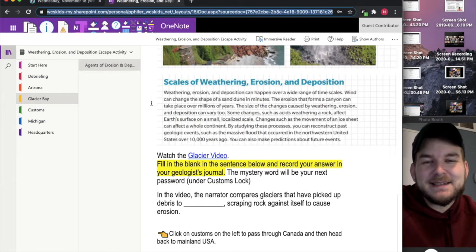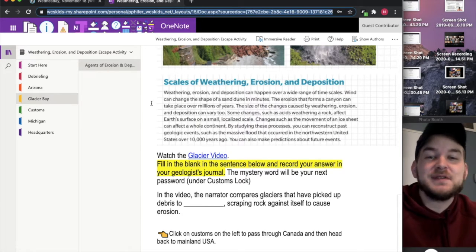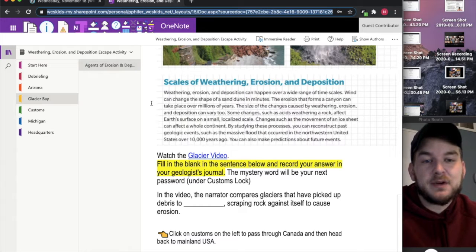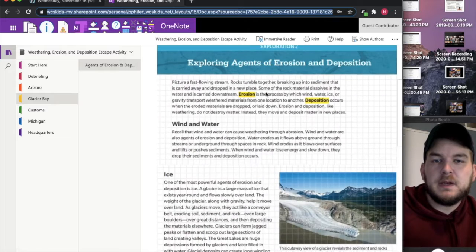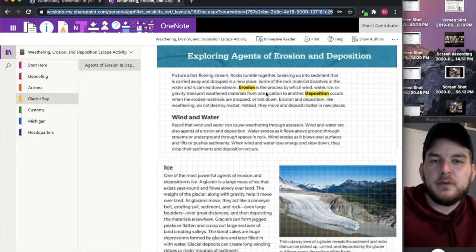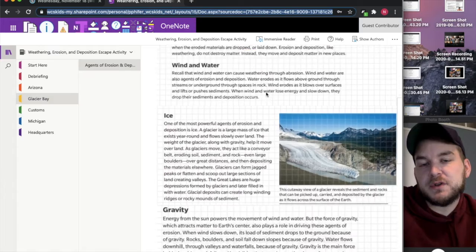By studying these processes, you can reconstruct past geologic events, such as the massive flood that occurred in the northwestern United States over 10,000 years ago. You can also make predictions about future events. It's that the last two questions can both be answered from this reading when reading about erosion and deposition.